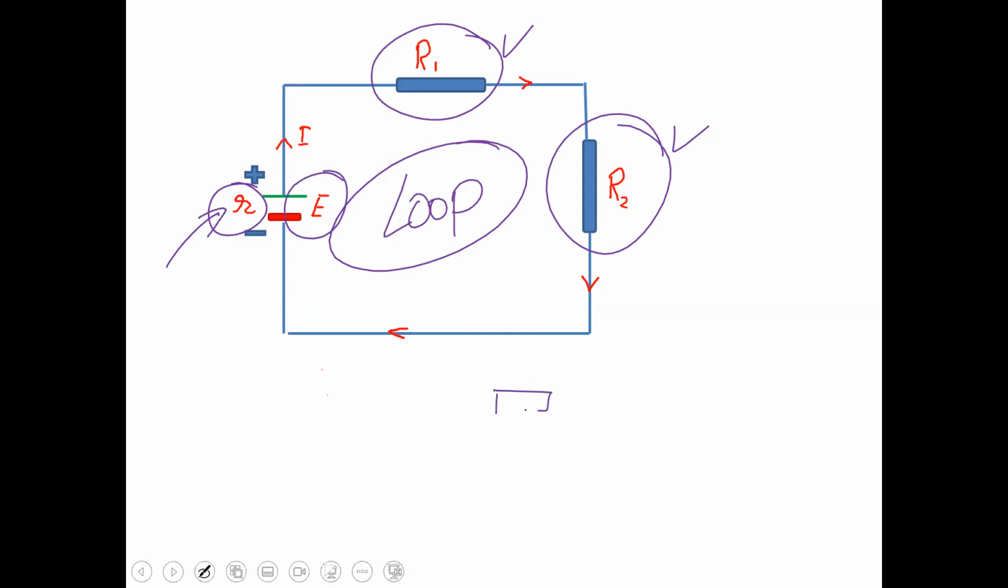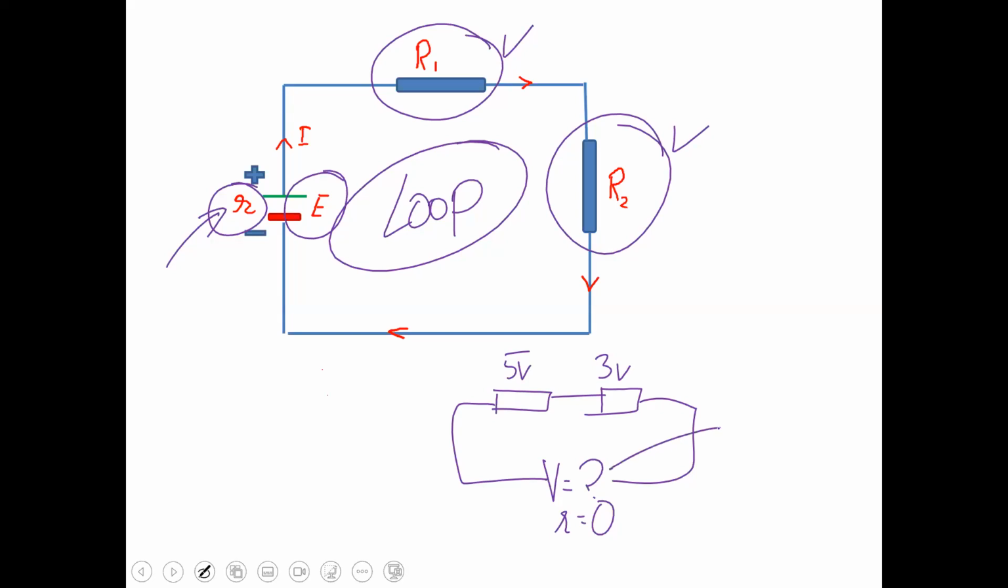For example, I have a loop and I don't know the power of the source, but there is no internal resistance and there is no loss of voltage. Now, if this is 5 volt and this is 3 volt, what is the total voltage of the source? If one resistor is getting 5 volt, other resistor is getting 3 volt, what is the voltage of the source? 8, sir. 8. This is called Kirchhoff's second law.